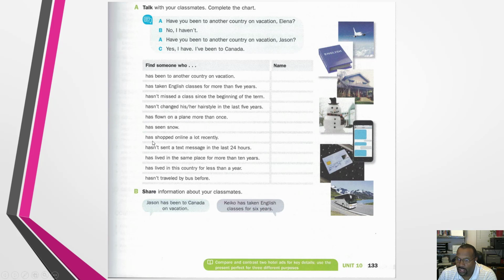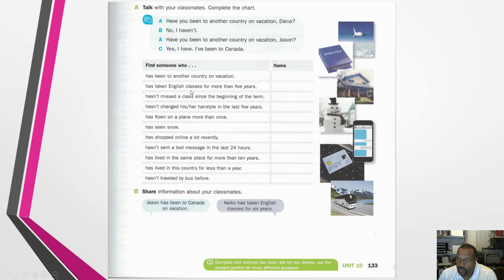Find someone who has seen snow. Find someone who has shopped online a lot recently. Find someone who hasn't sent a text message in the last 24 hours. Find someone who has lived in the same place for more than 10 years. Find someone who has lived in this country for less than a year. And then lastly, find someone who hasn't traveled by bus before.